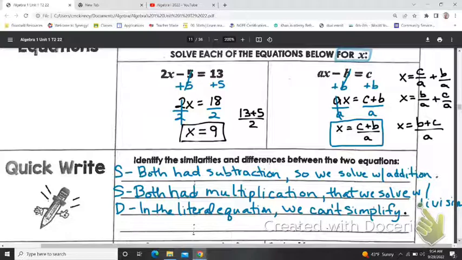And so that brings us to another difference, is that the answer is not a number.